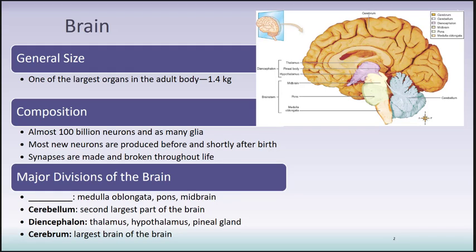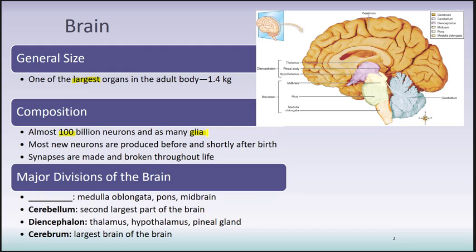The brain is one of the largest organs in adults, and it weighs about 1.4 kilograms or 3 pounds. It consists of almost 100 billion neurons, and really just the same amount of neuroglia, which recall are the support cells within the brain.